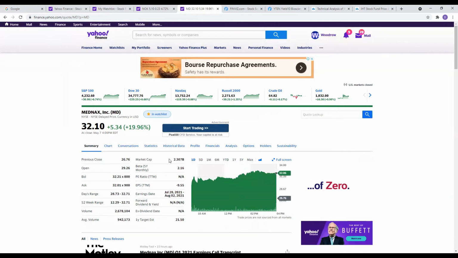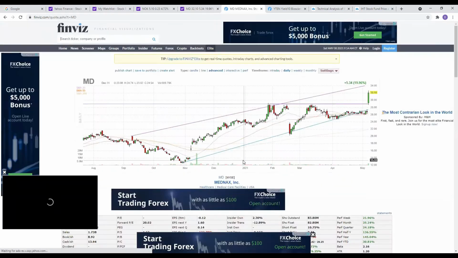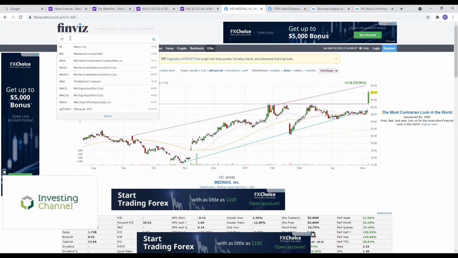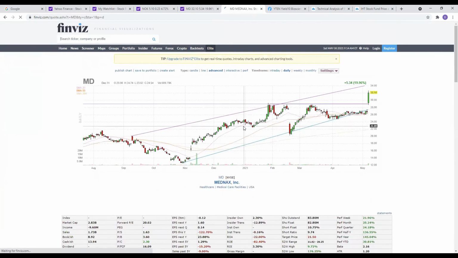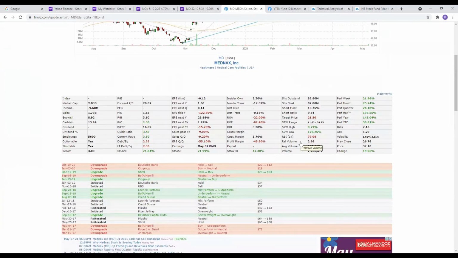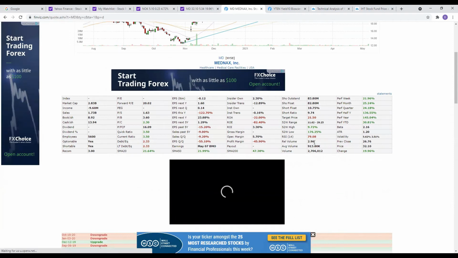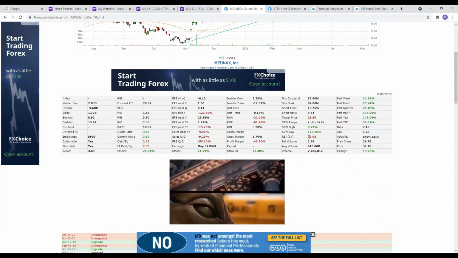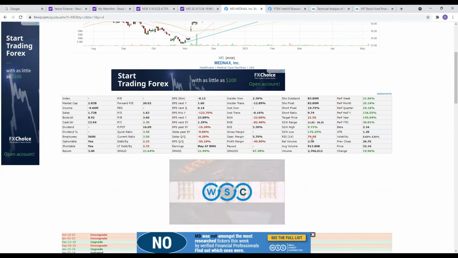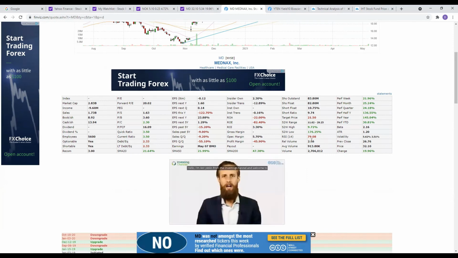The third thing I want to consider is the relative volume. How do I find the relative volume? I go to FinViz, I type MD, I click the company, I go down to the relative volume, and I see the relative volume is 2.96. Since the relative volume is greater than 2, this tells me there's strong demand for this company's stock. So this stock already meets my 3 criteria.